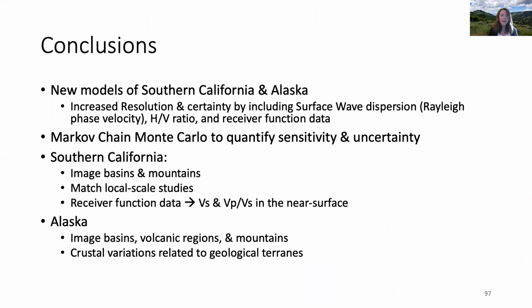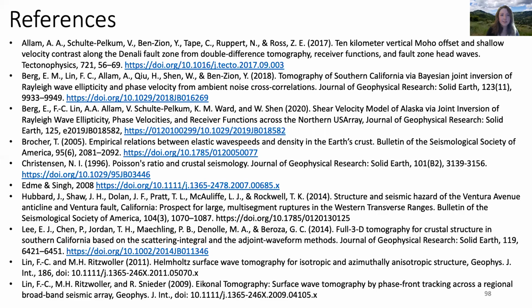In conclusion, we have provided new models of Southern California and Alaska with increased resolution and certainty by including surface wave phase velocity, H/V ratio, and receiver function datasets. We perform a Bayesian Markov chain Monte Carlo inversion that quantifies sensitivity and uncertainty. In Southern California, we are able to image basins and mountains, match local scale studies, and by including receiver function data, we are able to obtain Vp-Vs ratios in addition to shear velocity in the near surface. In Alaska, we image basins, volcanic regions, and mountains. Overall, we see crustal variations related to geological terrains.